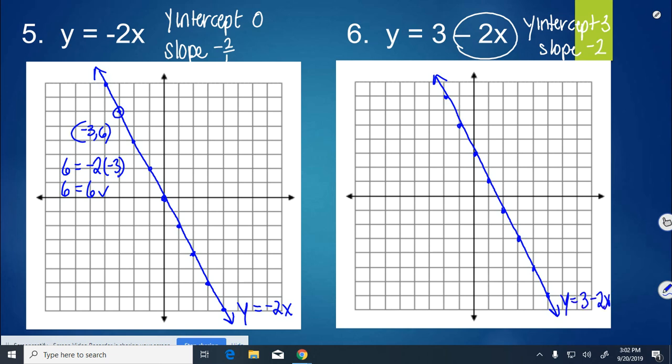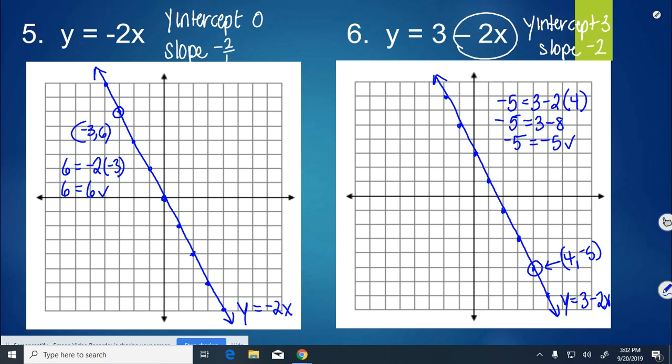y = 3 - 2x. And once again, if I pick any point on my coordinate plane, it will satisfy that equation. So if I go with this point right here, that is (4, -5). I can plug it in. -5 should be equal to 3 minus 2 times 4, which is -5 is equal to 3 minus 8. And again, 3 minus 8 is -5, so it works out.